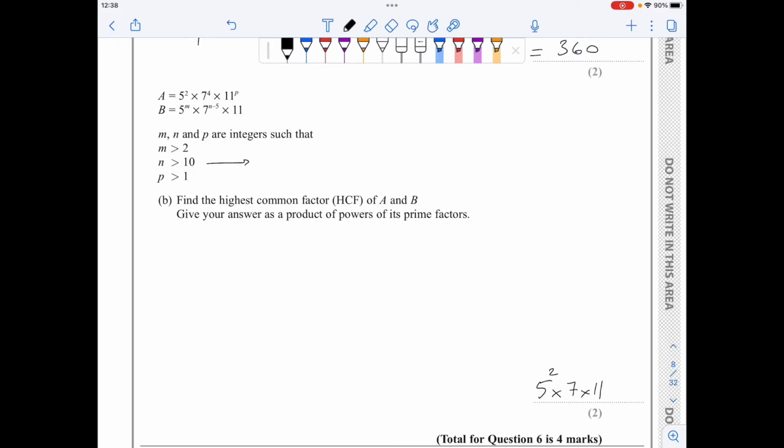Note that n is bigger than 10, which implies that n minus 5 is bigger than 10 minus 5. Hence, n minus 5 is bigger than 5. Hence, the power of 4 is less than n minus 5. And for 11, here I have a power of 1. Here I have a power of p where p is bigger than 1. So 1 is less than p, and that's my final answer.